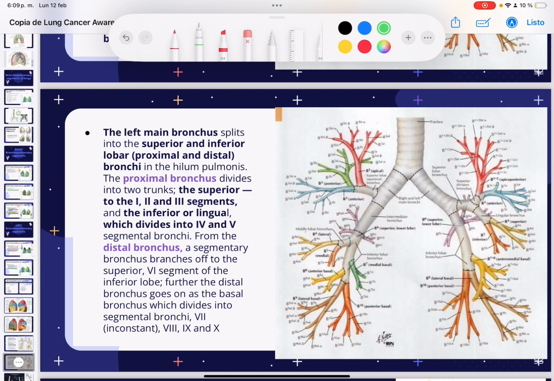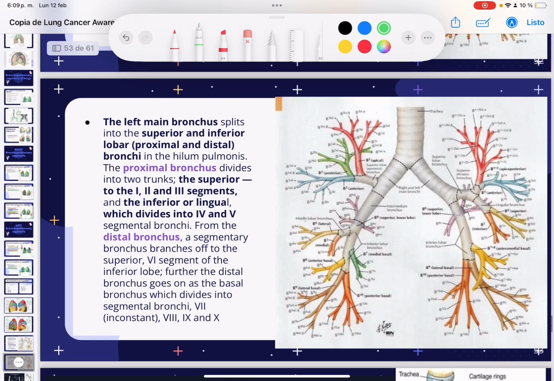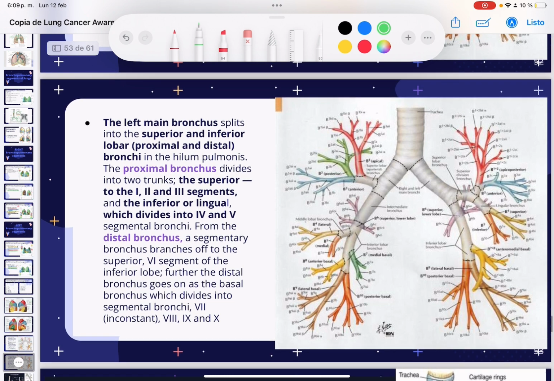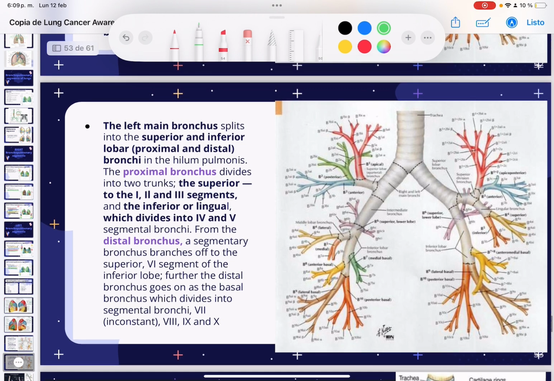From the distal bronchus, a segmentary bronchus branches off, the superior 6th segment to the inferior lobe. Further, the distal bronchus goes on as the basal bronchus, which divides into segmental bronchi, 7th inconstant bronchi, 8, 9 and 10.